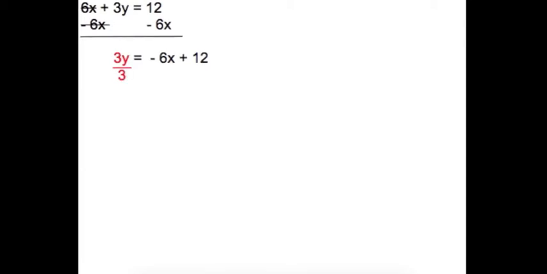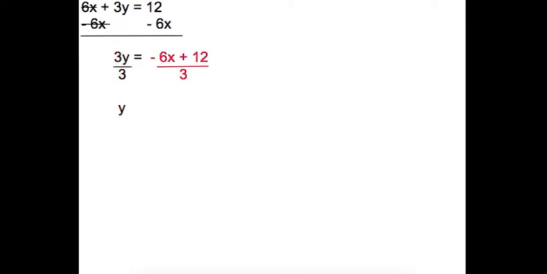To undo multiplying by 3 and to be able to cancel the 3 out, we need to divide by 3. What we do to one side of an equation, we have to do to the other side. Let's take a look at the left side of the equation first. 3 divided by 3 is 1, leaving us with 1y. 1 multiplied by any number will be itself, so 1 times y will be y.